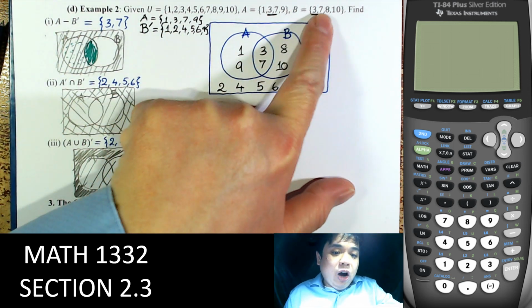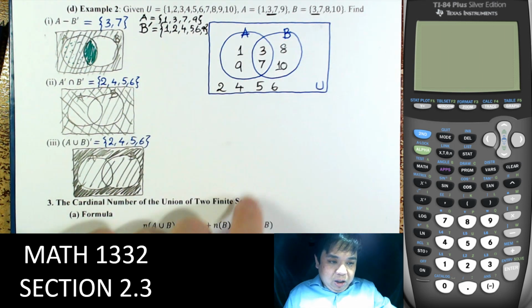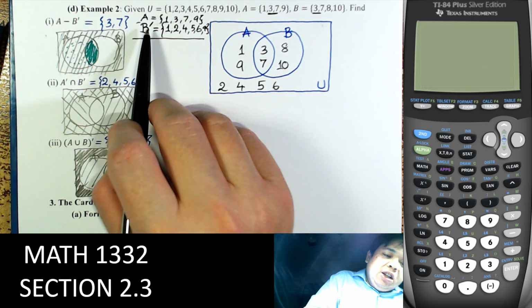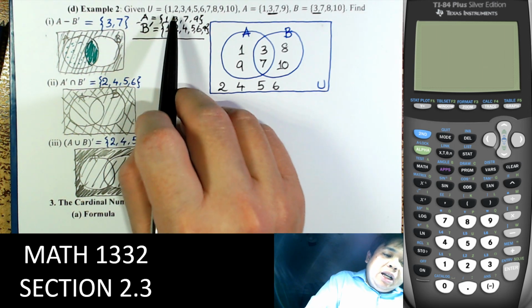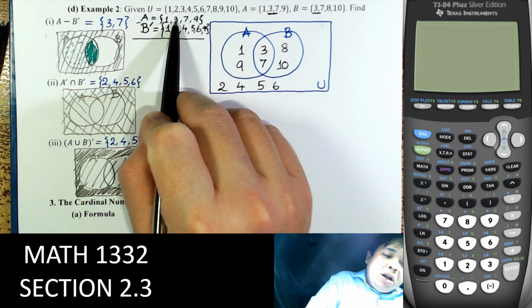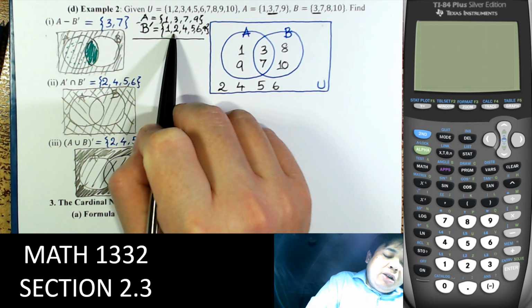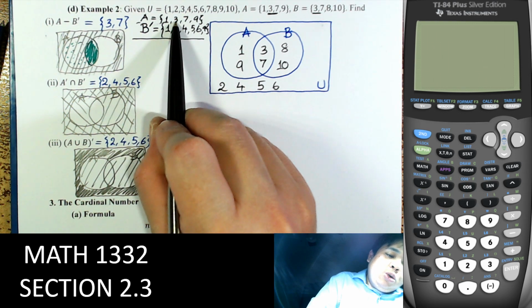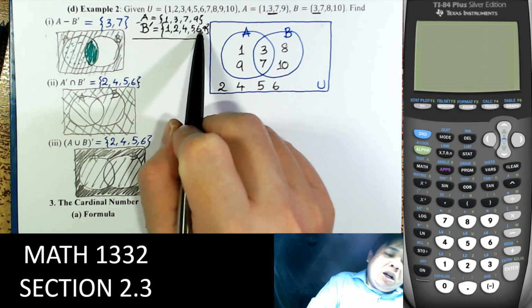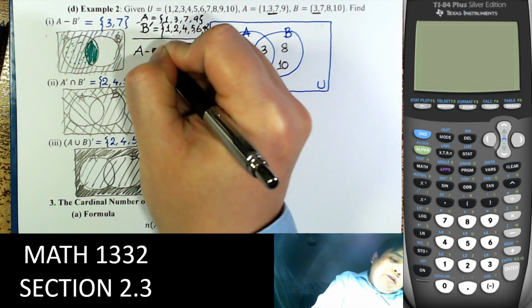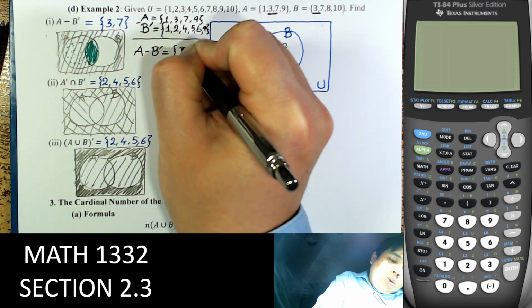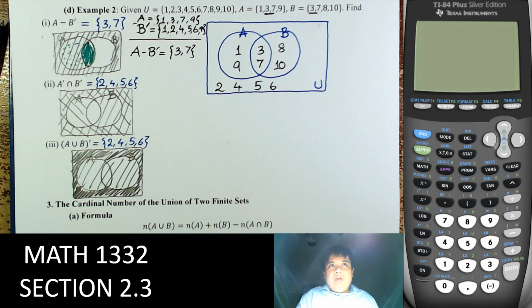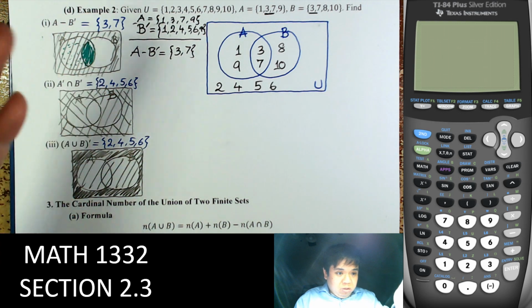The complement of B is not in B, so we write everything in U but not in B. And then we subtract. The difference of A and not in B is going to be in this set, but not in this set. So when we look at this, we see 3 and 7 belong to A, but not in B complement. So the difference of A and B complement is 3 and 7. That belongs to A, but not to B complement. I said we can do that without the Venn diagram.